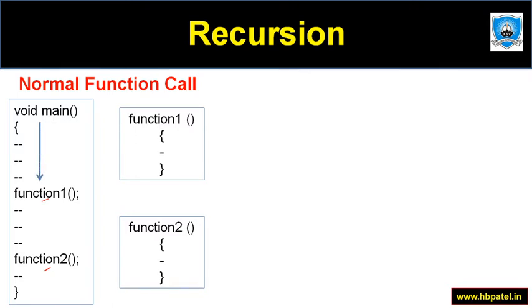First, all the statements before function 1 get executed in main, then the control is transferred to function 1 and all the statements within function 1 are executed and then it comes back to main. Then all the statements between function 1 and function 2 get executed and then the control is transferred to function 2 and all the statements within function 2 will be executed and then it will go back to the main program and then the rest of the statements. So this is how the normal function call works.